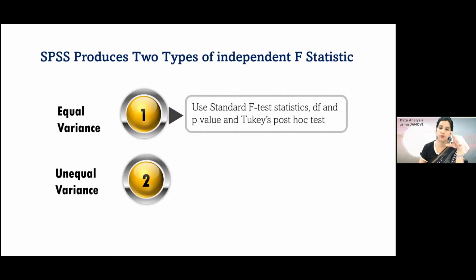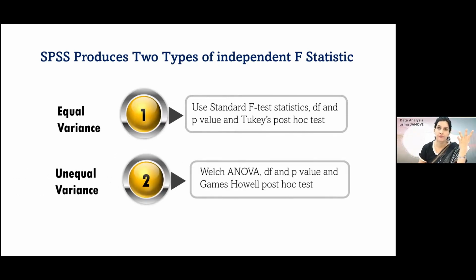If the homogeneity of variance is not met, then we take the Welch ANOVA, like we used to take the Welch t-test. Similarly, you have to take Welch ANOVA, and the type of post hoc test which we have to click is the Games-Howell post hoc test.